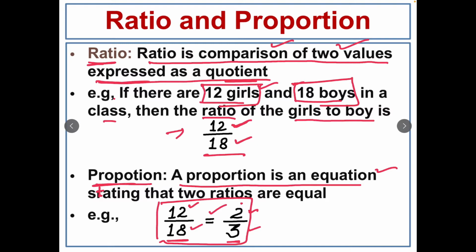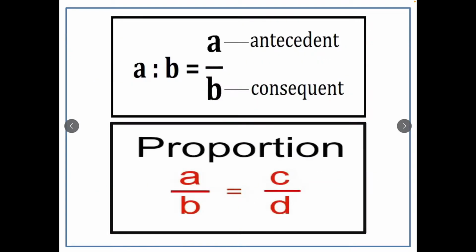I hope the ratio and proportion is clear to you. Now let's look at some basics of ratio and proportion. We write the ratio with a colon between the two values. We read this as A ratio B, and we can write this in quotient form, that is A divided by B. Here A is called the antecedent and B is called the consequent.